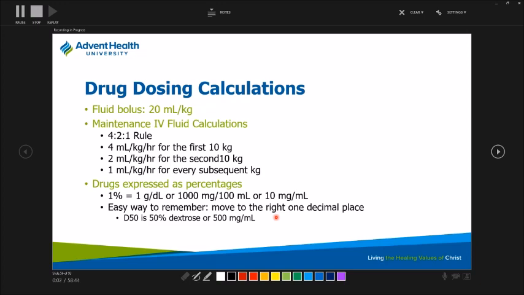Okay, so remember your 4-2-1 rule for fluid dosing, right? If I have a 12-kilo patient, what's their maintenance rate of fluids? So 4 mLs per kilo for the first 10 kilos, 2 mLs per kilo for the next 10 kilos. So a 12-kilo child gets 44 mLs an hour, right? The maintenance fluid rate. What's their bolus dose? 20 mLs per kilo, right? So 20 times 12, 240 mLs. You'll get better at this the more you practice it.